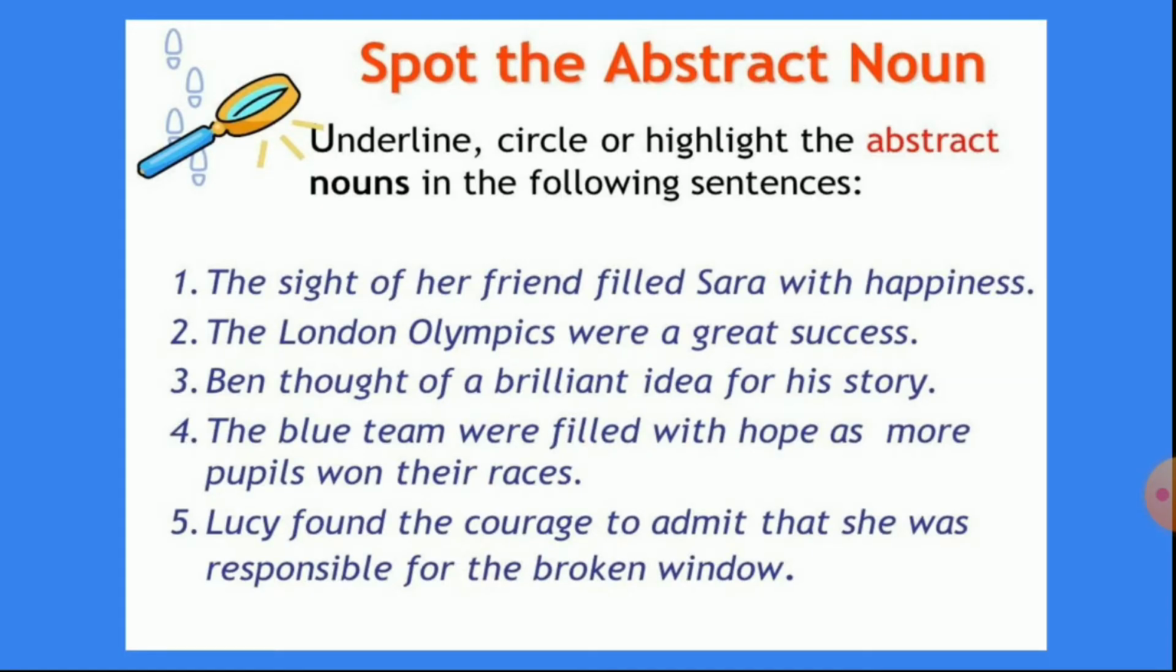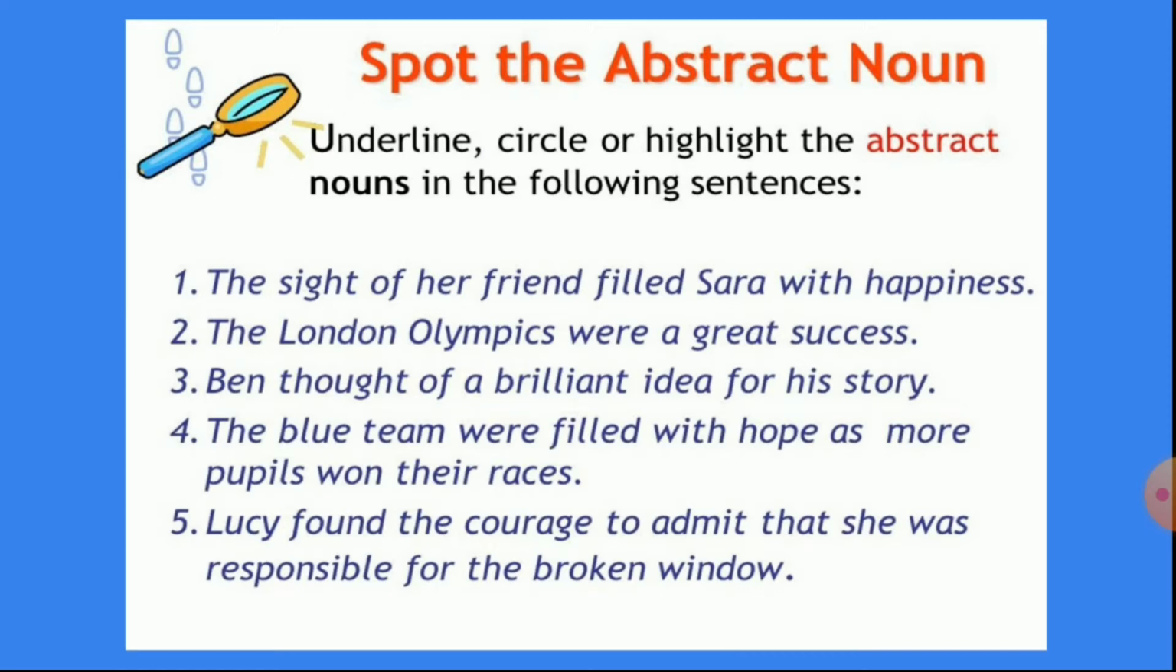Now here, whatever we have understood about the abstract noun, we will have to test a little bit. Now what you have to do is, I am going to read the sentences written over here. You will have to guess or underline the abstract nouns from the sentences which I am going to read. The first one is, the sight of her friend filled Sarah with happiness. I will repeat the first one. The sight of her friend filled Sarah with happiness. Please guess the abstract noun in the sentence.